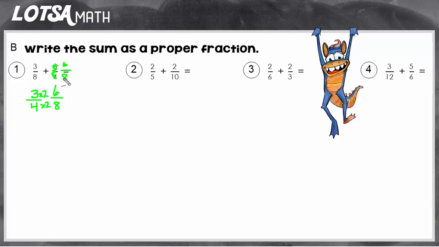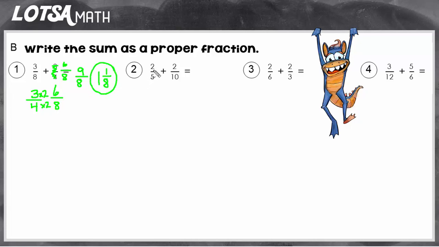So now that they have common denominators, I can add the numerators. 3 plus 6 is 9/8. But the directions say to write it as a proper fraction, and this fraction's improper. So I'm just going to do the division to find it. So 9 divided by 8 is 1, remainder 1. So my answer is 1 1/8.